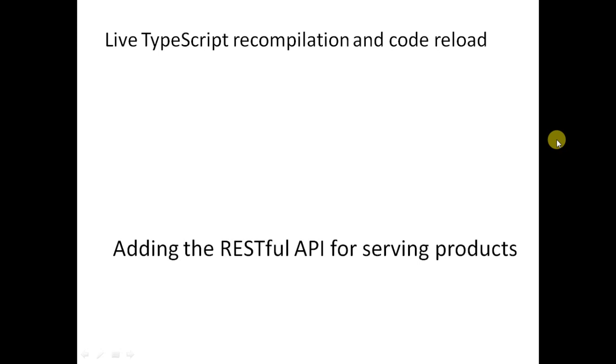Now, adding the RESTful API for serving products. Your ultimate goal is to serve products and reviews for the auction application. In this section, we will illustrate how to prepare a Node server with REST endpoints to serve products in JSON format when HTTP GET requests are received.